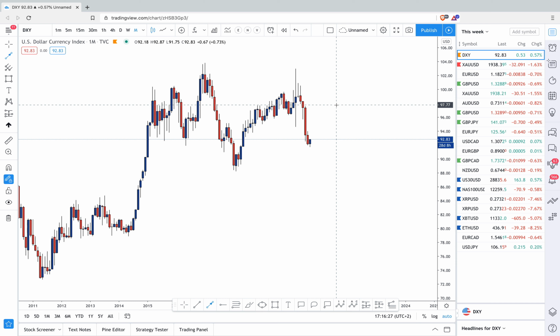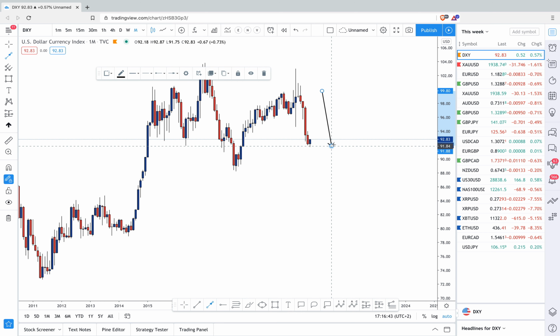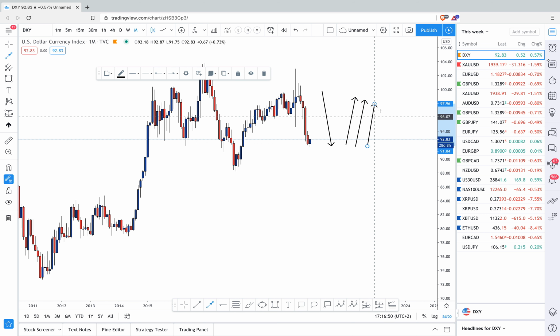In the first place, why do we need to analyze the DXY? Pretty simple. If we know the overall direction on this pair, we can make a conclusion for the other dollar pairs. So therefore, if we see the DXY dropping to the downside, then we can expect that gold, EURUSD, GBPUSD are going to the upside.